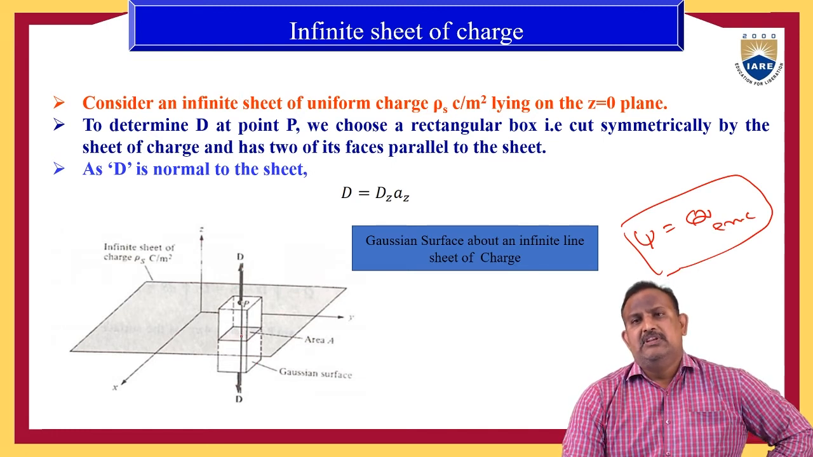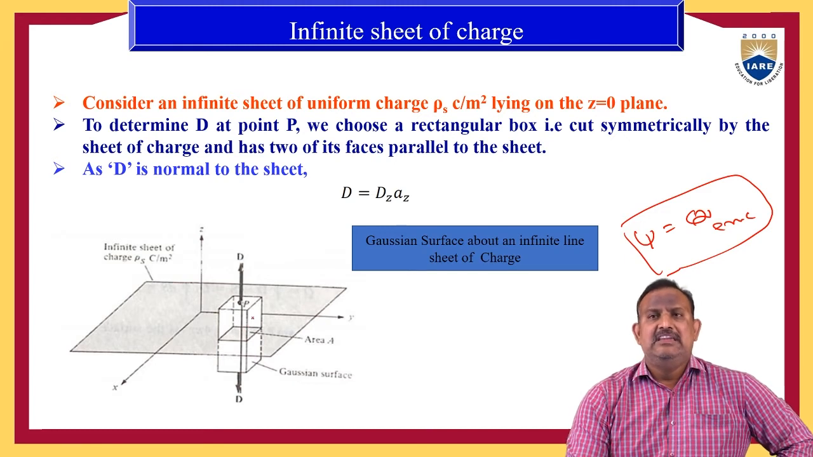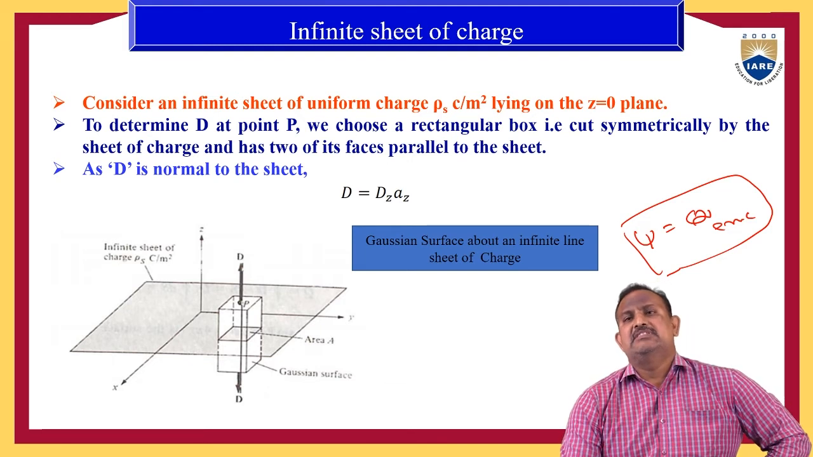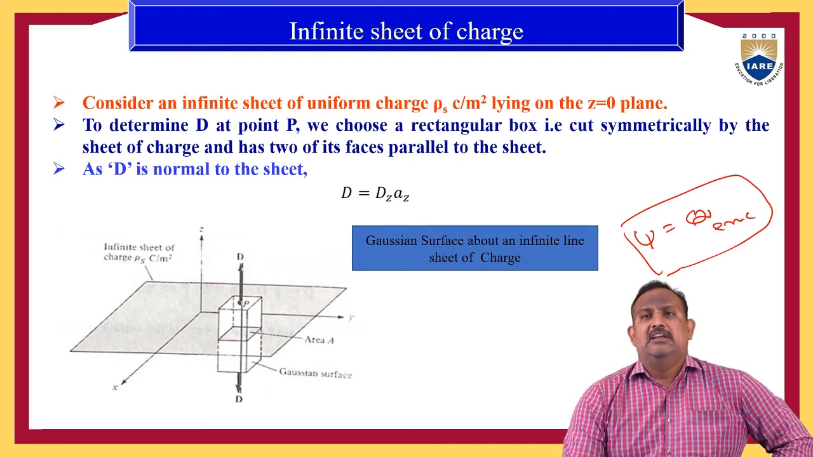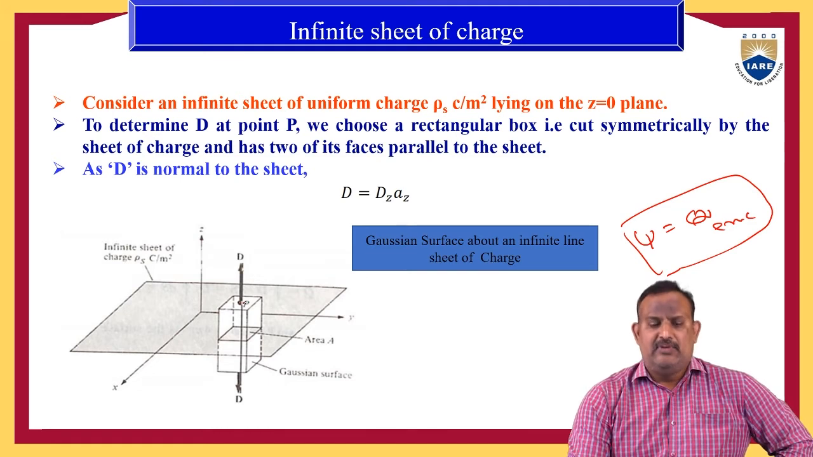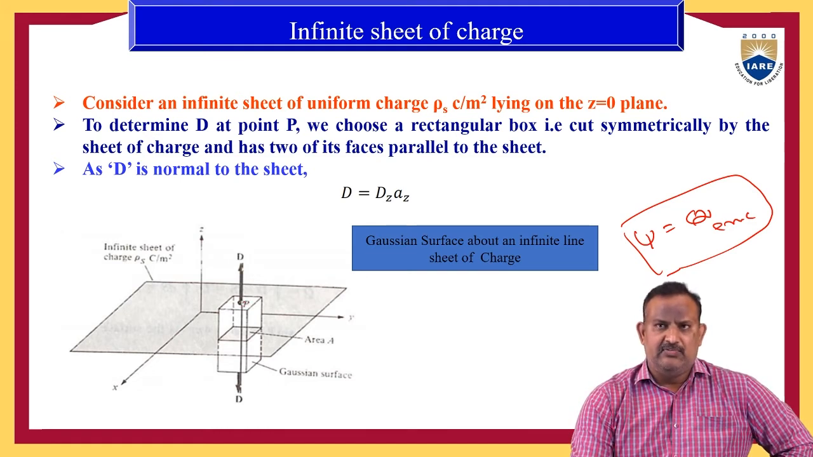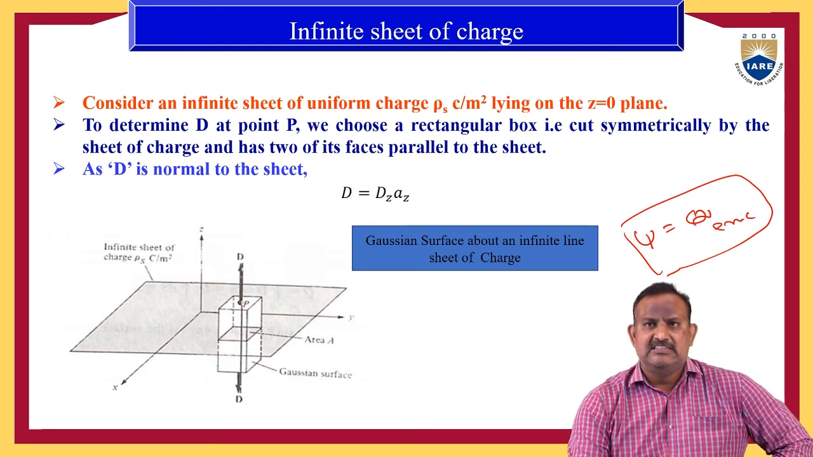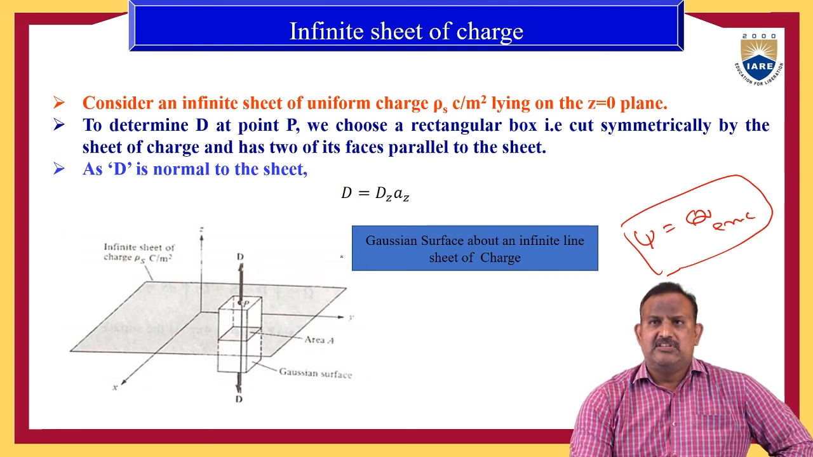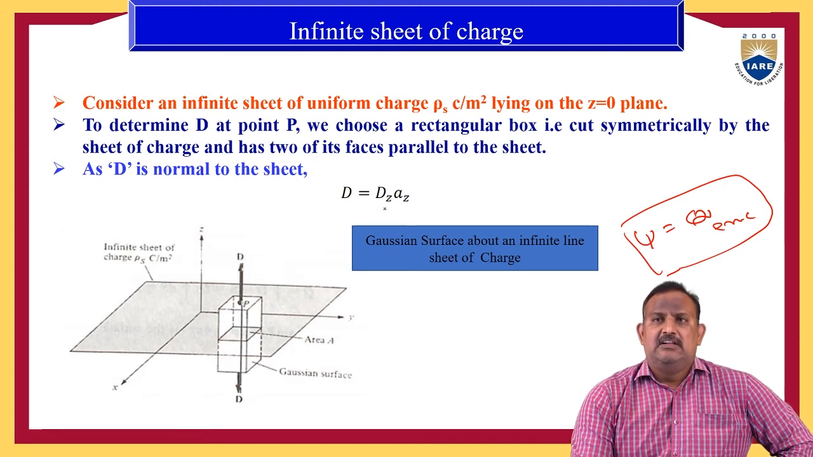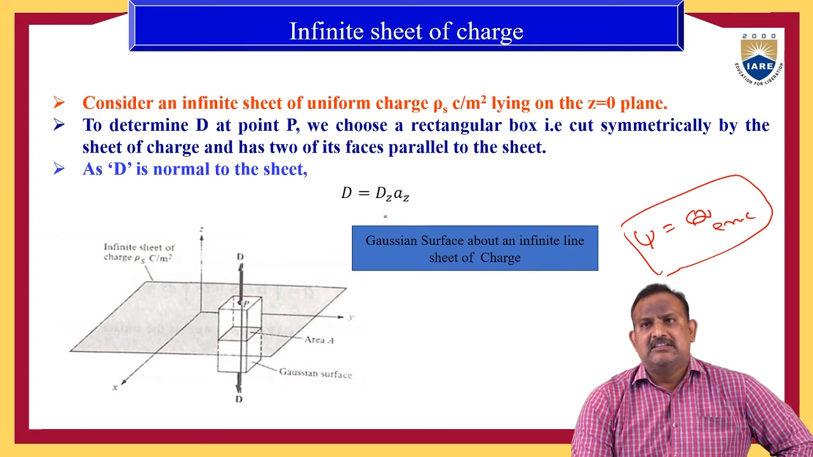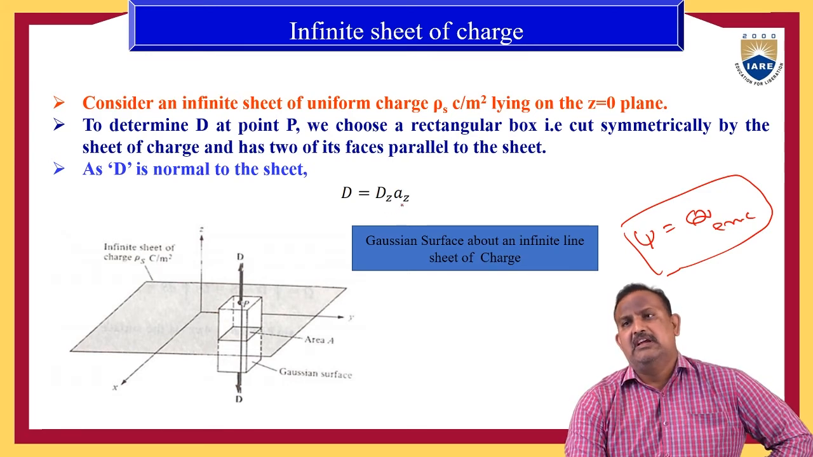Next, the third step is to check whether the electric flux density D is normal to the surface or tangential to the surface. If D is normal to the surface, then only we can apply Gauss's law. Let us assume that here at point B we need to find the electric field intensity. Here at point B, the electric flux density D is normal to the surface. Therefore, we can assume D is equal to Dz az, where Dz is the electric flux density along the z direction and az is the unit vector along the z direction.